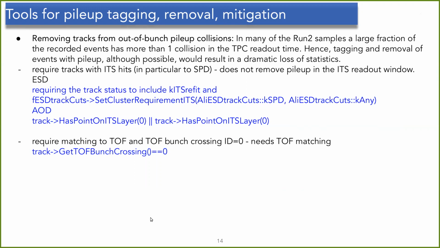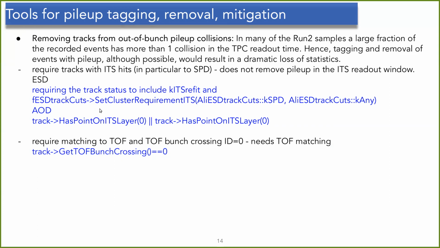And how can we do that? We can do it in two ways. The first condition is that you only take those events in your analysis which have at least one hit in the SPD layer. SPD is a fast detector, so in that way you can remove the tracks that are coming from out-of-bunch, that is, from the other pileup events.